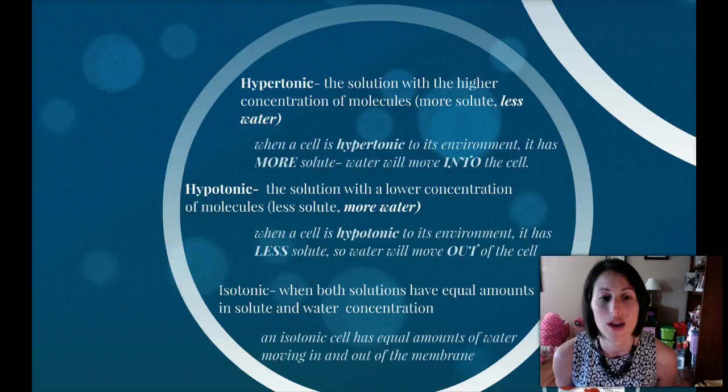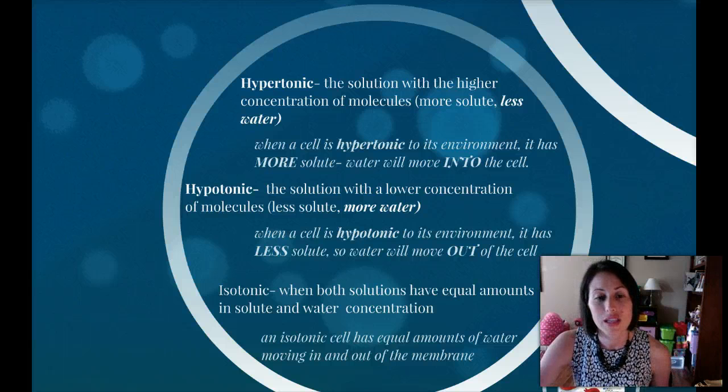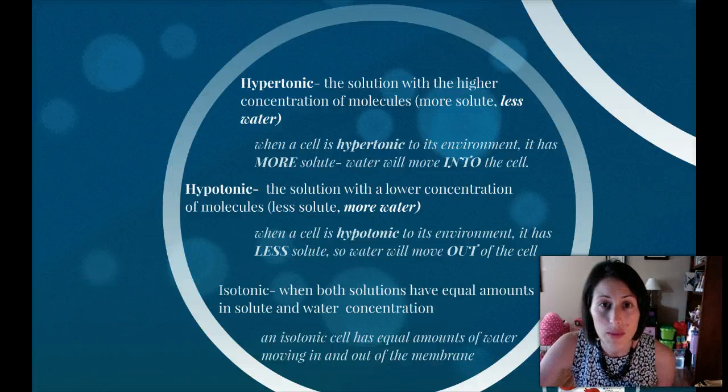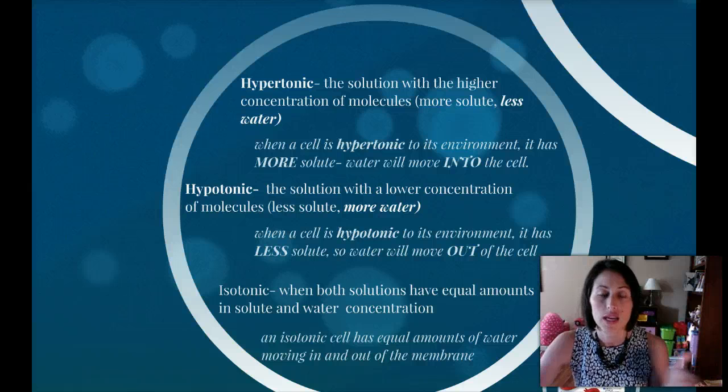It is hypotonic. All right, the last one that I want to talk about is isotonic. Iso means same, okay? So when both solutions have equal amounts of solute and water concentration, it's considered isotonic. So an isotonic cell, which is what your cells want to be because they like to be homeostatic, they like to be in equilibrium. An isotonic cell has an equal amount of water moving in and out of the membrane. So it has equal amounts of water inside and outside.